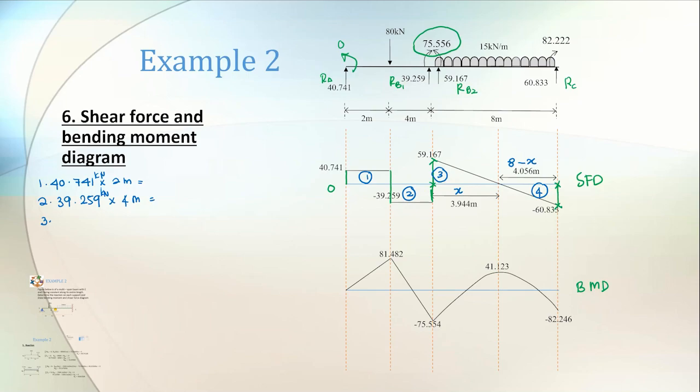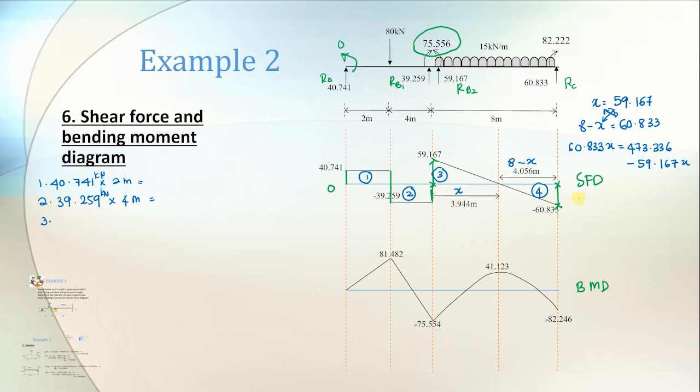So if this one you name it X, so the balance must be 8 meter minus the value X. If X is 59.167, then 8 minus X equal to 60.833. Then you just cross multiply minus with 59.167x. Okay, we can solve this.